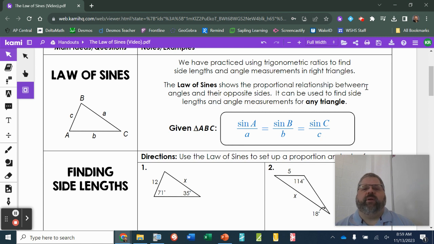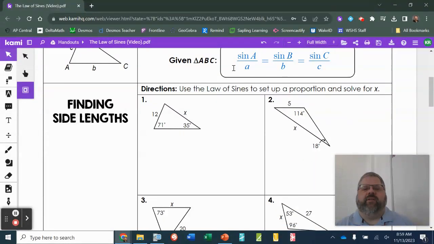Now, alternatively, some information will show this reversed. It'll put the sides in the numerators and the sines of the angles in the denominators. That is totally okay. It is still proportional, and everything will work. Now, as we're solving problems with law of sines, we're not going to use all three ratios. We'll use two of them, and that'll create a proportion for us. And that's how we're going to solve.